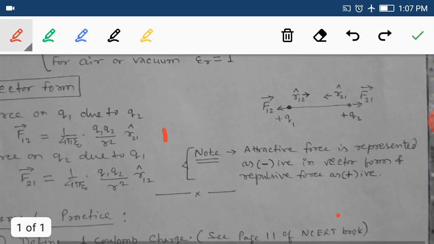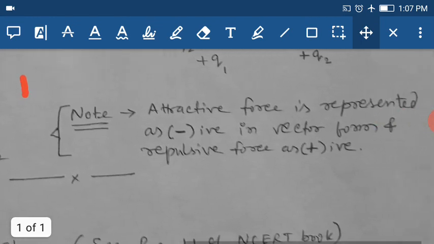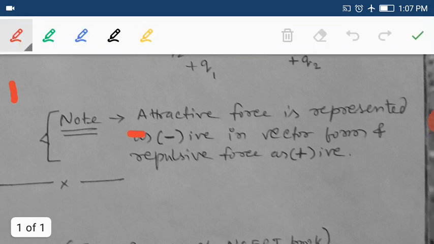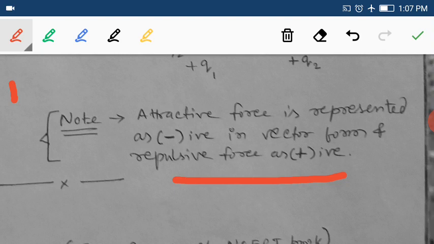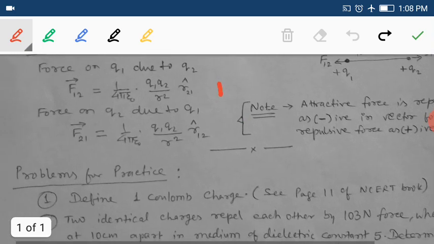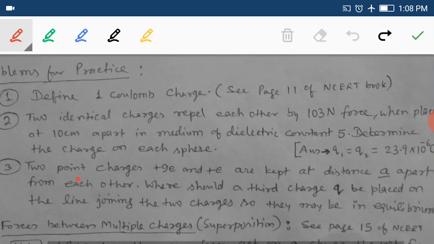One more thing which I already mentioned in class 11th, that when we talk about attractive forces, they are mentioned as negative when we talk about vector form, and if the force is repulsive then it is mentioned as positive as per the sign convention of vectors. Okay, now let us proceed. Coulomb's law is over here, and let's have some problems for practice.